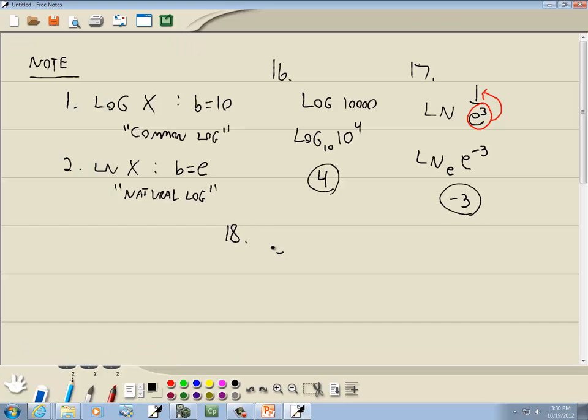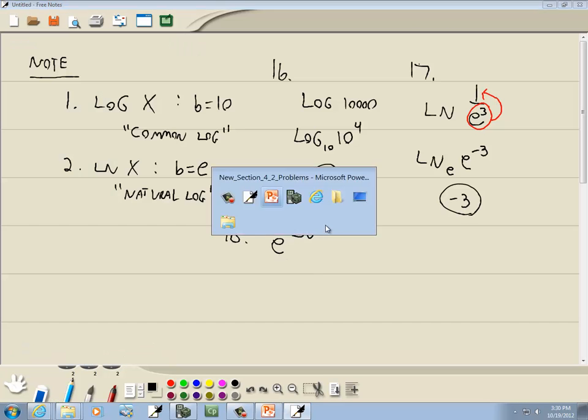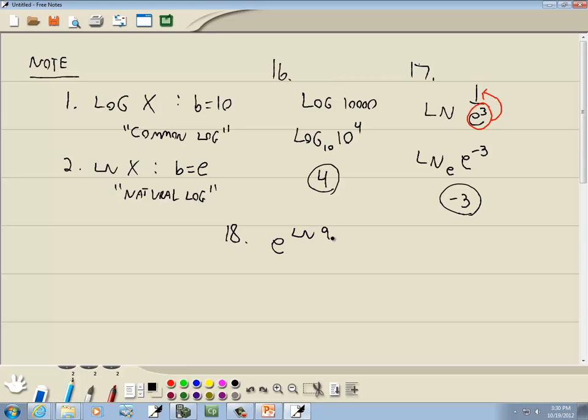Number 18. e to the natural log of 9x. If I were to think what base is here, natural log is base e. So I put an e here. Now these both have e's, so the natural log and the e cancel, and our answer is 9x.